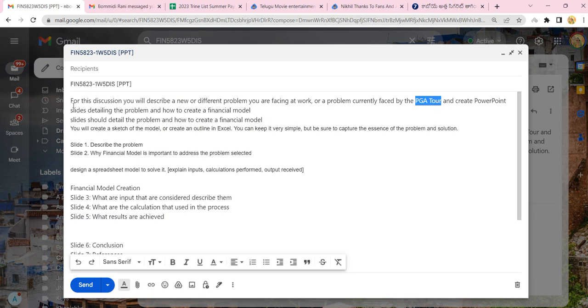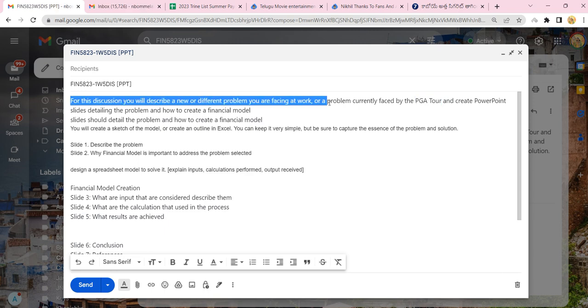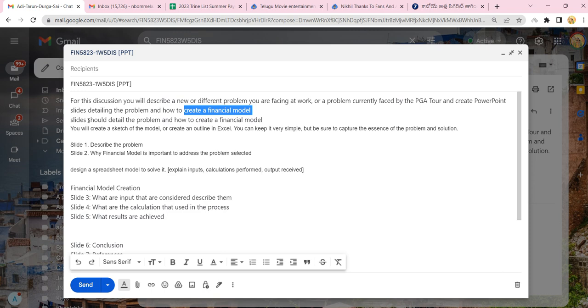Okay. So my suggestion is I want you to use any problem that is faced by you while completing your work. Considering the problem, we are supposed to develop a financial model for that problem. The slides we create should detail the problem and also the creation of the financial model. We will be creating a sketch of it, mostly an outline. We try to explain the outline of the model.